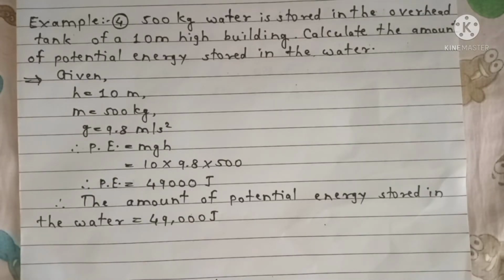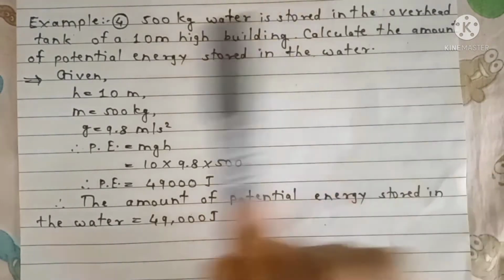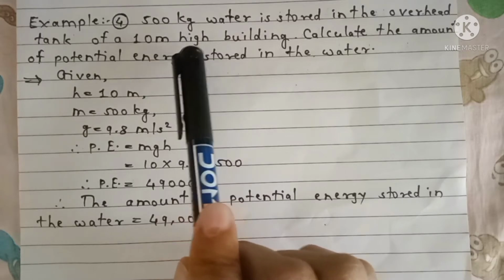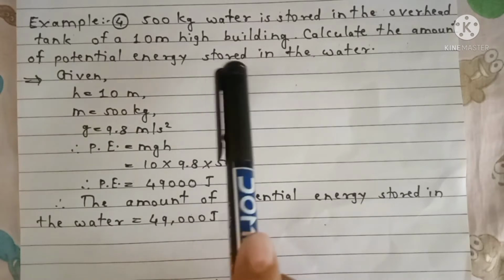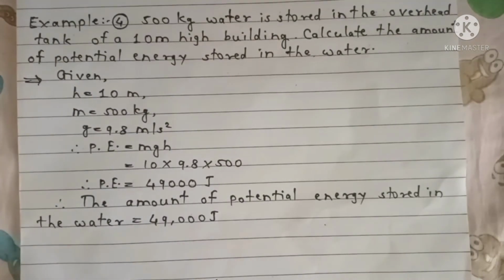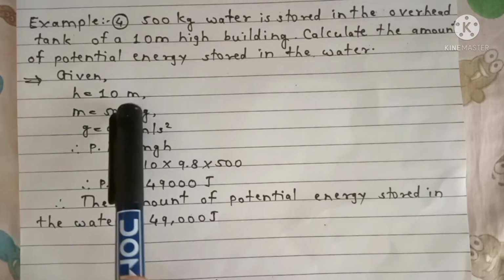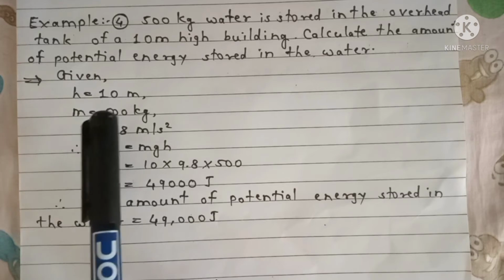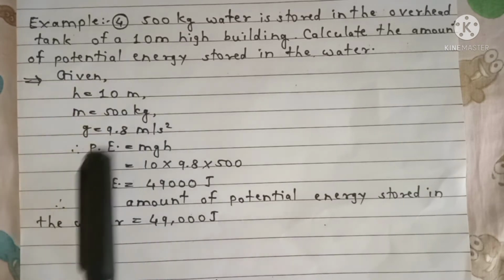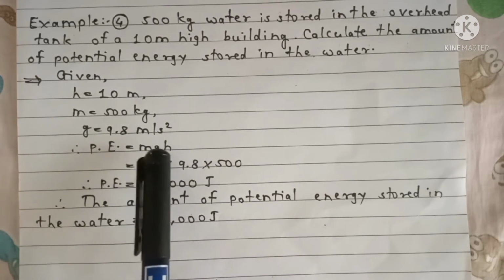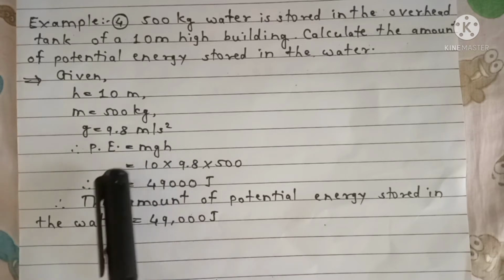Now let us see example number 4. 500 kilogram water is stored in the overhead tank of, that is 10 meter high building. Okay, so calculate the amount of potential energy stored in the water. So given things, h is equal to 10 meter, that is height is there 10 meter, mass is there, that is water mass of water m is equal to 500 kilogram, g value that is 9.8 meter per second square, and now here we have to calculate children, that is potential energy.